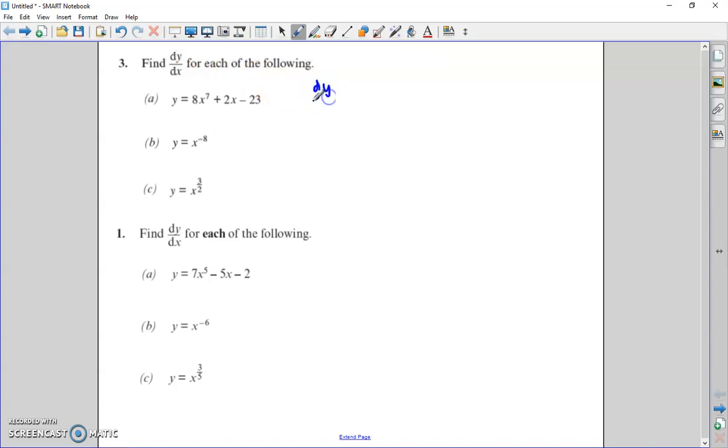So dy by dx, bring the power down and multiply, so 7 comes down and multiplies, so that would be 56 x to the power of 6 plus 2. It would have been to the power of 1, the 1 comes down, multiplies, disappears, and the minus 23, that just disappears. Okay, so it doesn't have any x's in, it's a constant, it just disappears. So 56 x to the power of 6 plus 2. For the second one, dy by dx, so the original power comes down and multiplies, drop the power by 1, minus 9.